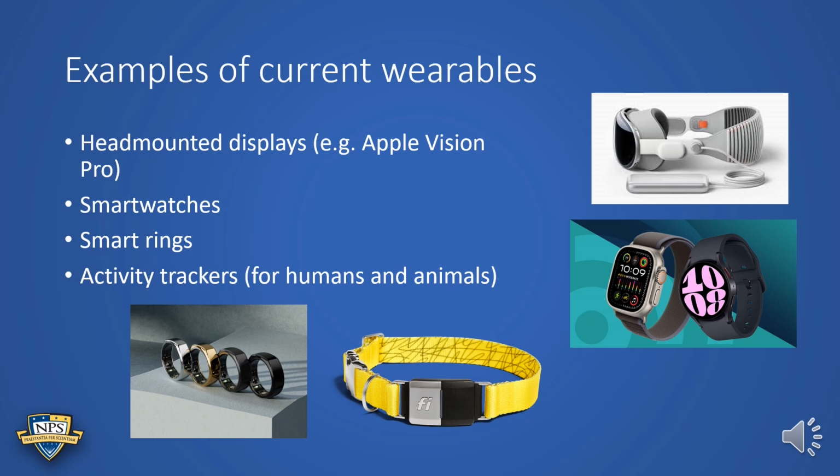Smartwatches such as the Apple Watch, the Garmin, or the Android smartwatch. Smart rings such as the Oura Ring pictured below, which typically monitors sleep as well as activity. And various other activity trackers for humans and animals. Most well known for humans is probably the Fitbit. And for animals, the Fi dog collar actually monitors the dog's number of steps as well as the dog's sleep and basic GPS tracking.